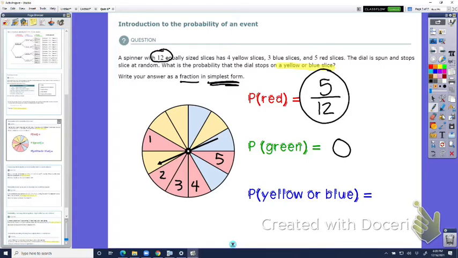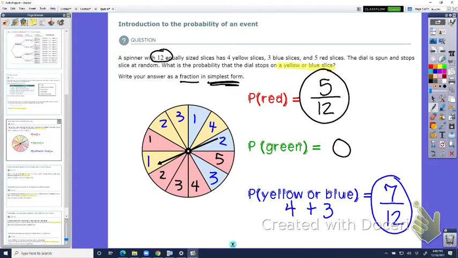And the probability of yellow or blue, so it could land on a yellow or a blue spot. If you look at the yellow, you have 1, 2, 3, 4 options for yellow, and 1, 2, 3 options for blue. So that's like 4 plus 3. That gives you 7 total spots out of the 12. Gives you the chances of landing on one of those 2 colors. Now, if the fraction could reduce, you always want to do that.